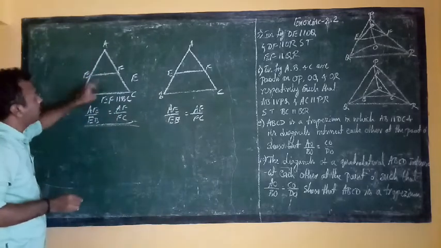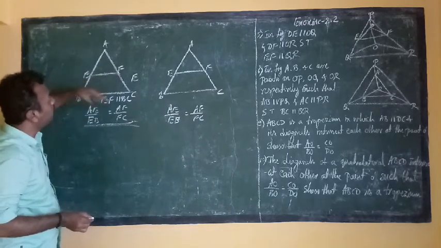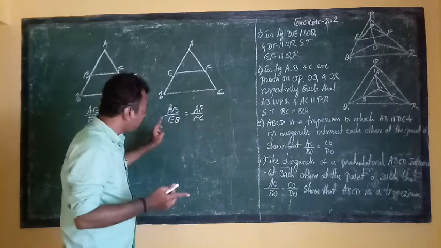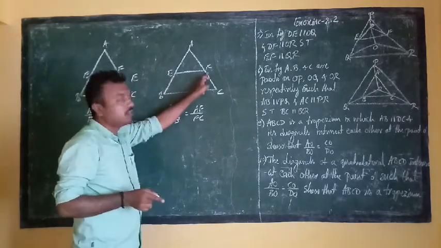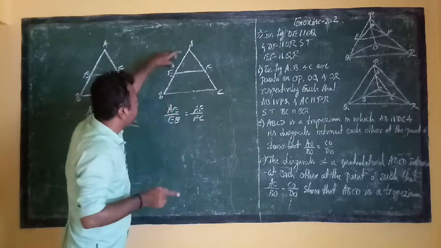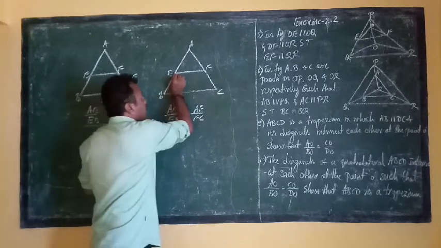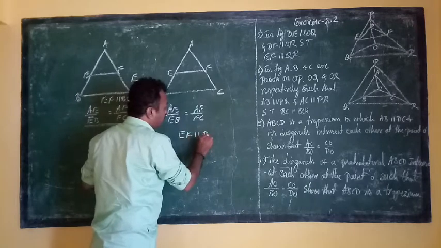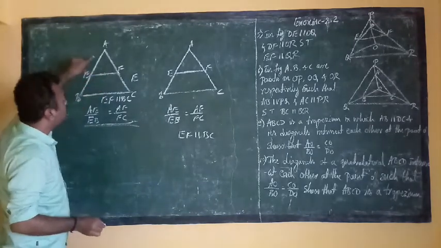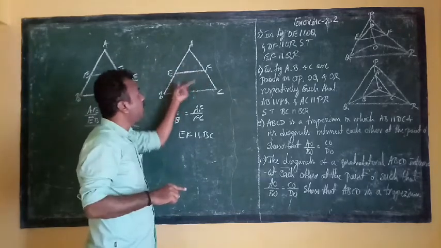In a triangle, when a line is drawn parallel to one side of the triangle, it intersects the other two sides at distinct points. Then the two sides are divided in the same ratio. The converse means the opposite. In a triangle, if a line divides the two sides in the same ratio, that means AE by EB is equal to AF by FC, already divided in the same ratio, then EF is parallel to BC. See, first EF is parallel to BC, then the other two sides are divided in the same ratio. Here they are already divided in the same ratio, so EF is parallel to BC.